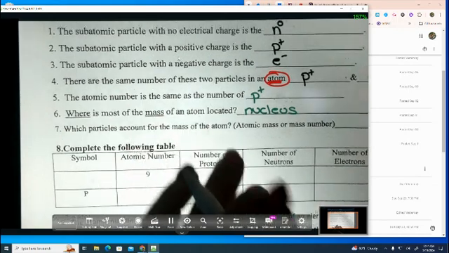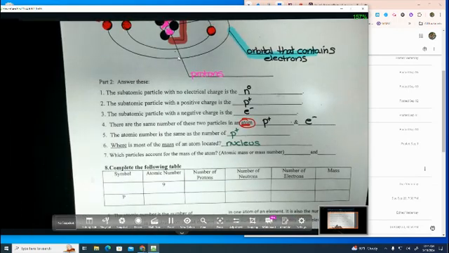The nucleus is where the protons and the neutrons are living, and they are the only thing that has a mass. Do you remember what the mass of a proton and a neutron is? 1. Uno. Uno AMU. How's my Spanish? Okay, 1 atomic mass unit.